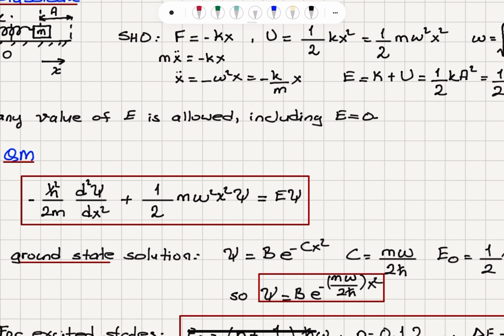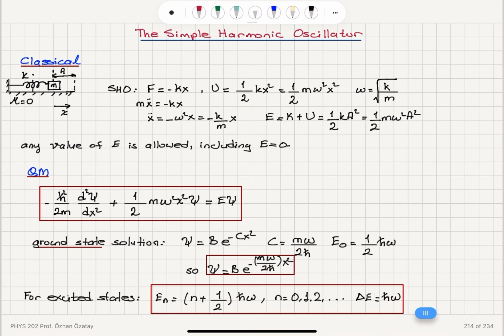Quantum mechanically, when we substitute this potential energy into Schrödinger's equation, we obtain minus h bar squared over 2m times the second derivative of the wave function with respect to position, plus the potential energy times psi, equals energy times psi. The ground state solution is b times e to the minus c x squared. It's a Gaussian, and here c is equal to m omega over 2 h bar, and the corresponding ground state energy is h bar omega over 2.